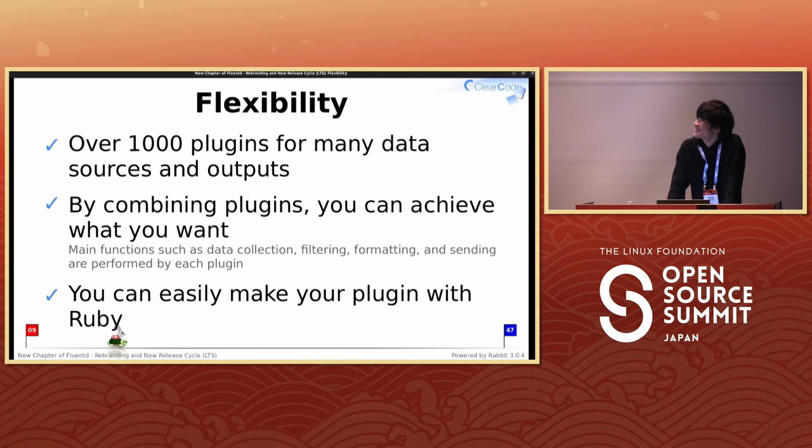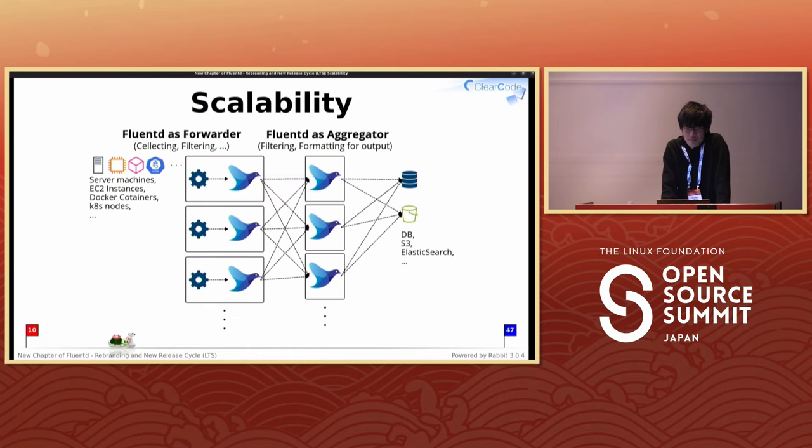Second, scalability. When Fluentd works as forwarders and aggregators in the log system, you can change the number of forwarders and aggregators depending on how much data there is to transfer. How to manage it is all up to what you want. The number of instances can be dynamically changed, so this scalability is very important for Fluentd.